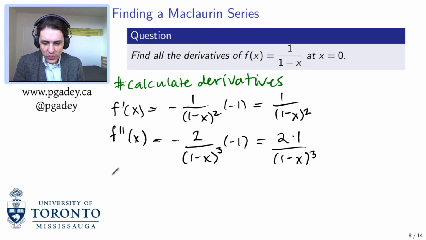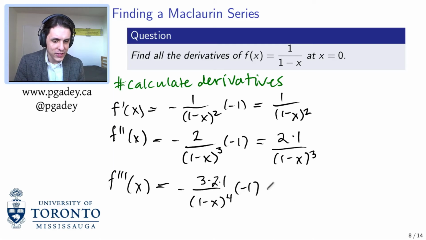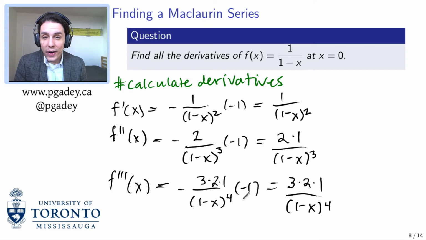Let's take our third derivative and see if we get a clear pattern. So we're going to get negative 3, 1 minus x to the 4 times 2 times 1 times negative 1. So we get 3, 2, 1, 1 minus x to the 4. Okay, now let's evaluate these things and see what we get at 0.